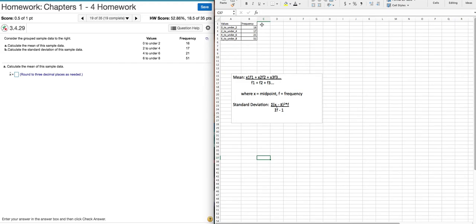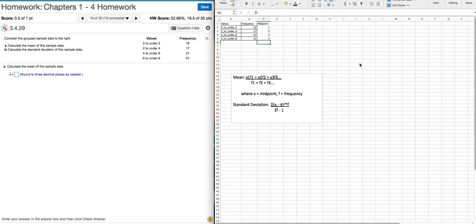And first thing we need to do is calculate the midpoint of the value. So 0 to 2, the midpoint is 1. The midpoint of 2 and 4 is 3. Midpoint of 4 and 6 is 5, and 6 to 8, the midpoint is 7. So we've got the midpoints there.